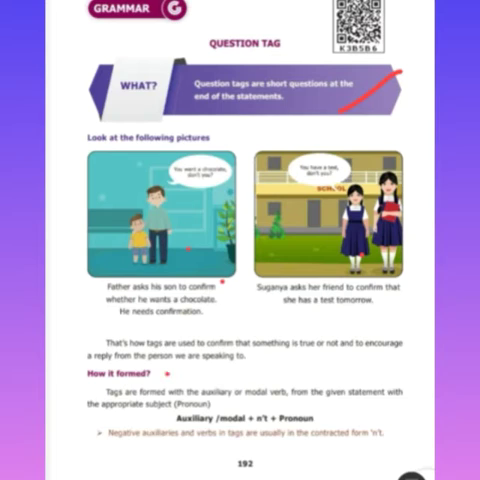Now let us see how question tags are formed. Tags are formed with the auxiliary or modal verb from the given statement with the appropriate subject pronoun. You know what auxiliary verbs and modal verbs are. So this is the structure of the question tag. Negative auxiliaries and verbs in tags are usually in the contracted form n't. Instead of using not, we use the contraction n't.